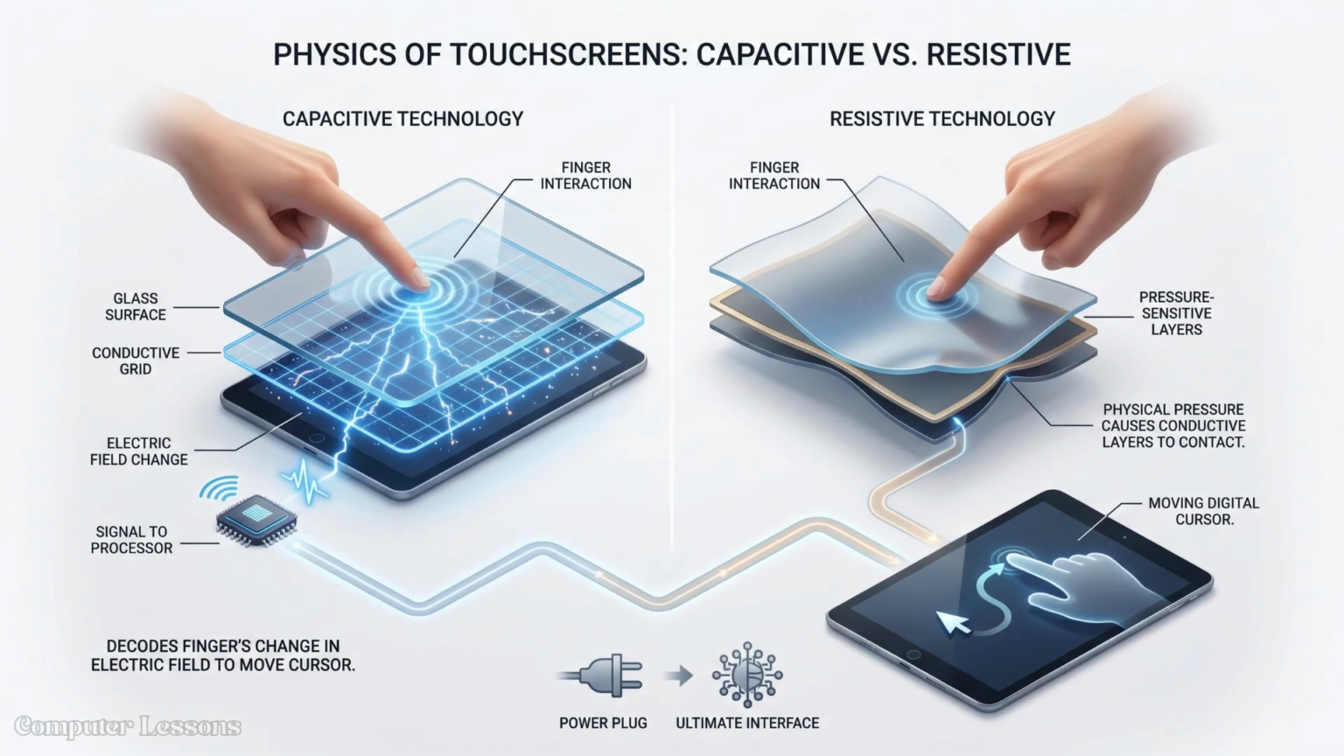In our next instructional video, we will explore the physics of touchscreens, comparing capacitive and resistive technologies to see how glass feels. We will decode how your finger creates a change in an electric field to move the digital cursor. We are moving from power to the ultimate interface.